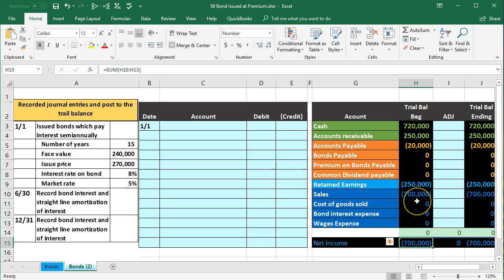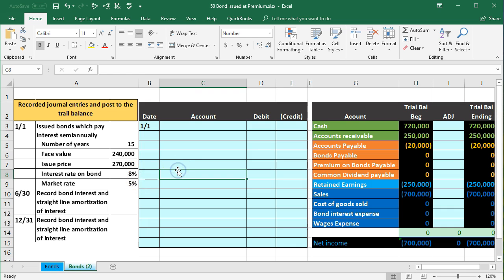And the income is going to be 700,000 sales or revenue, and net income being the 700,000, this being income minus expenses, revenue, not a loss. Okay, so we have our data over here. We're going to issue bonds which pay interest semi-annually. Number of years, 15 years. Face value, 240. Issue price, 270. Interest, 8%. Market rate, 5%.